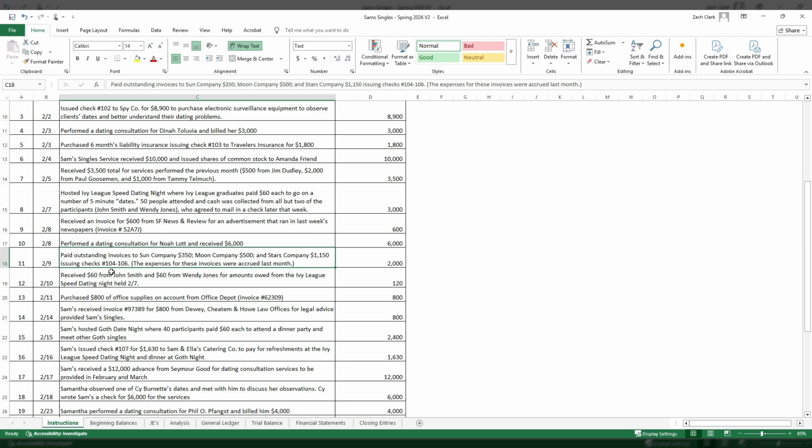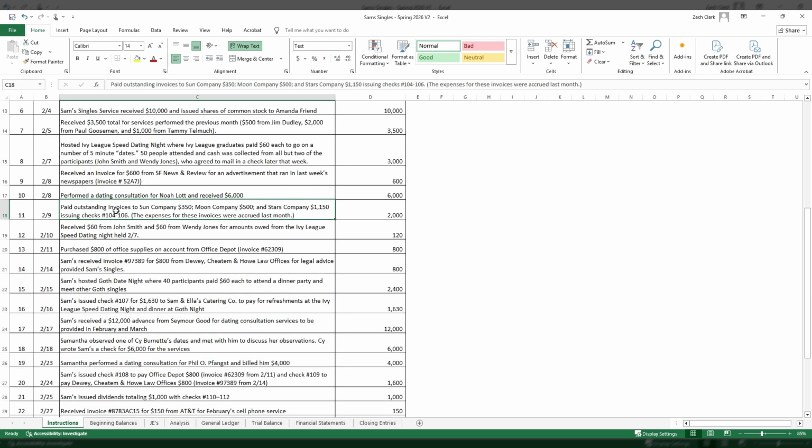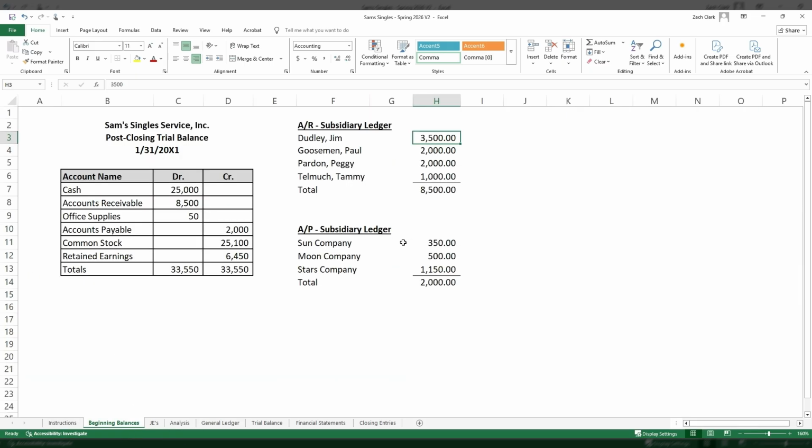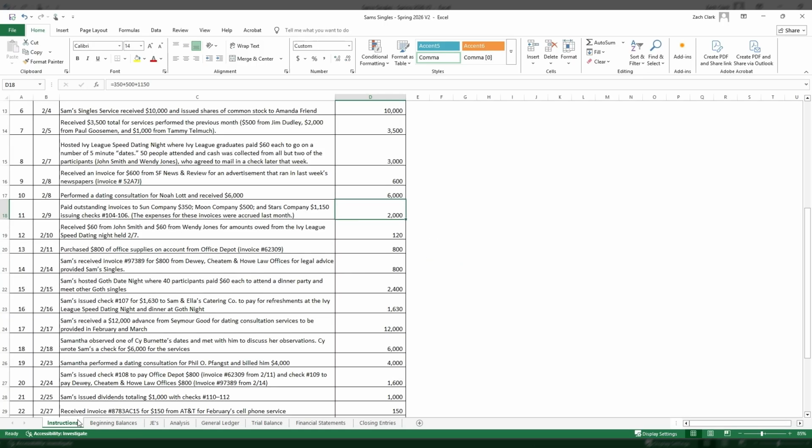Okay, transaction number 11, which happened on February 9th. We paid the outstanding invoices to Sun Company, Moon Company, Stars Company, $2,000. These were accrued last month. So again, if we look to our beginning balances spreadsheet here, our AP subledger shows a total of $2,000. We're making a $2,000 payment. So we're paying off all of our bills from the prior month essentially in full.